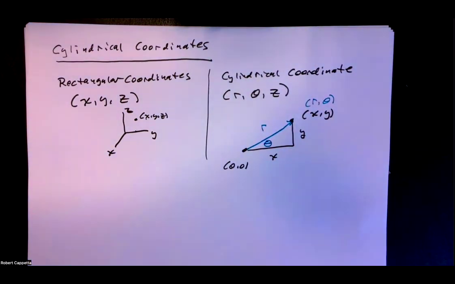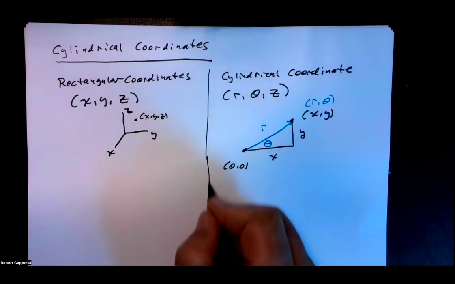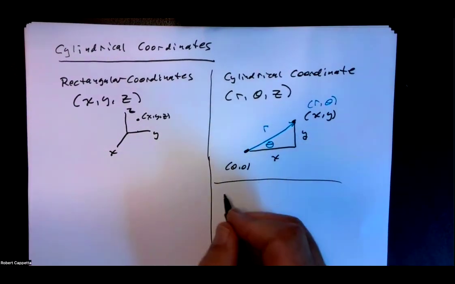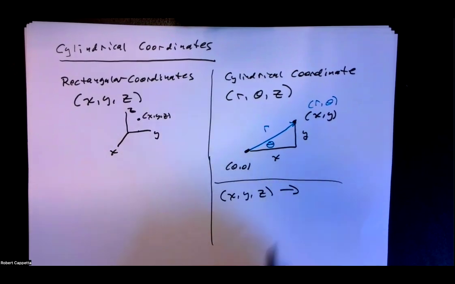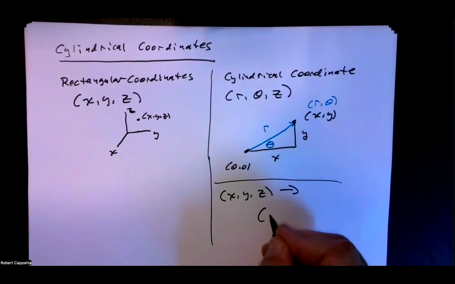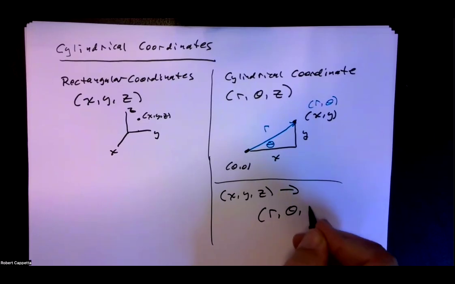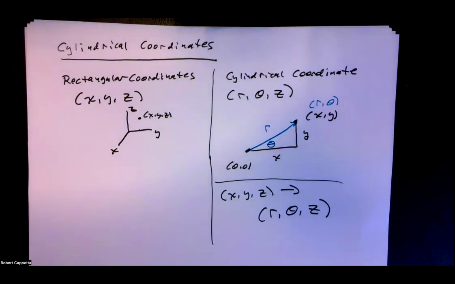So how do we go from rectangular coordinates to cylindrical coordinates? Well, if we have a point x, y, z, we leave z alone and we get r, theta, z. That's how we express that. So let's take a look visually at how this works.